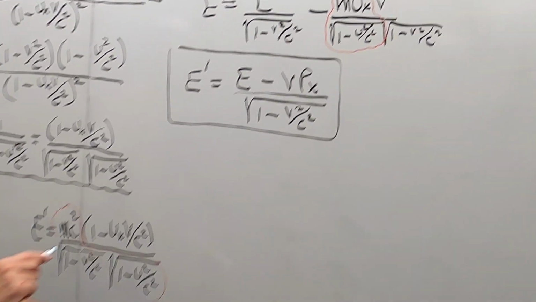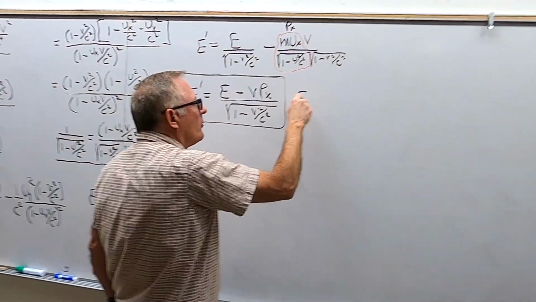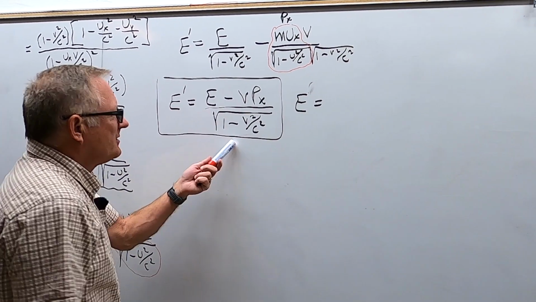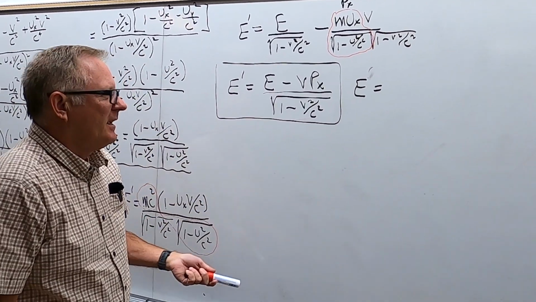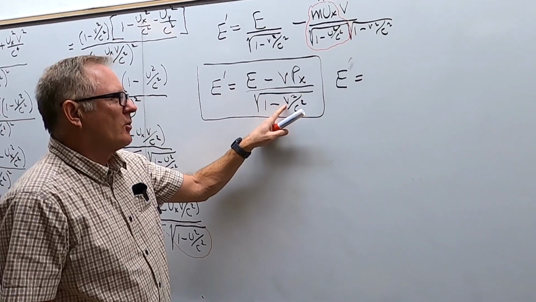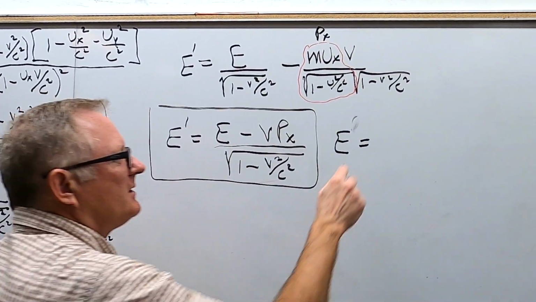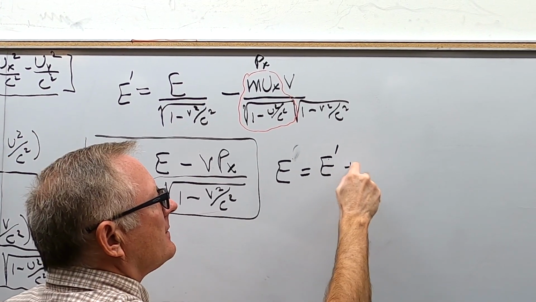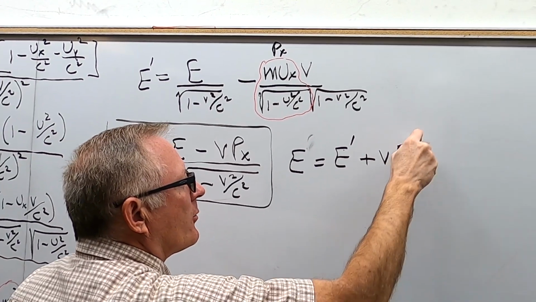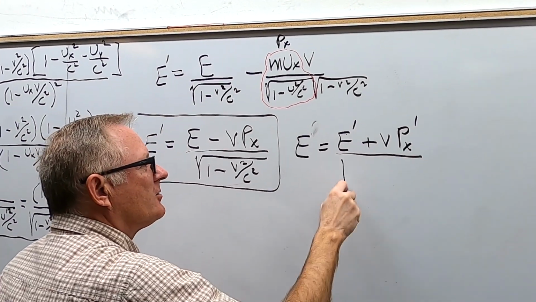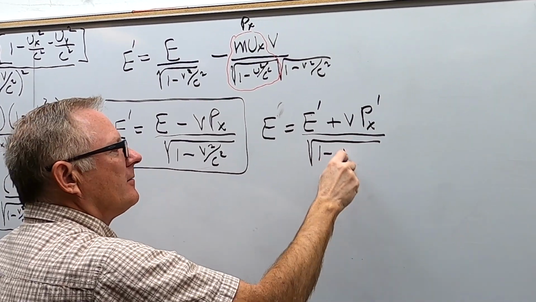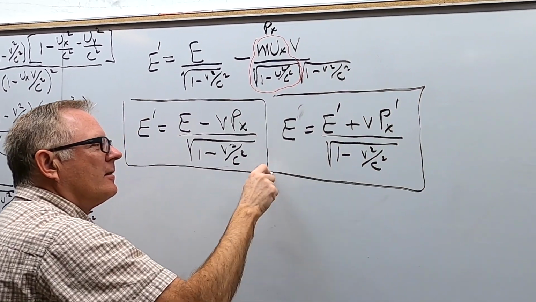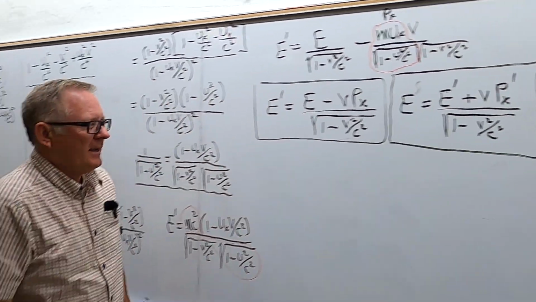If we were to do it the other way around, we already know the rule. Sorry, this is the unprime. You switch primes with the unprimes and switch the sign of the v. We're not going to switch that sign since it's squared, but that one we will. So it's E equals E prime plus v px prime all over the square root of 1 minus v squared over c squared. So there is the transformation back the other way.